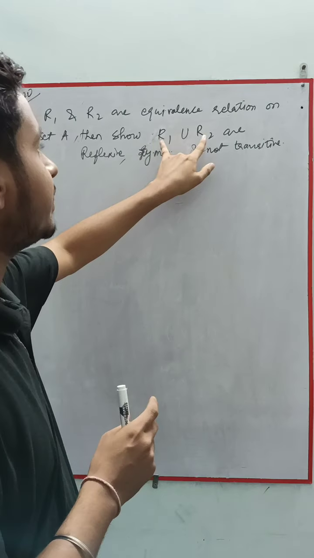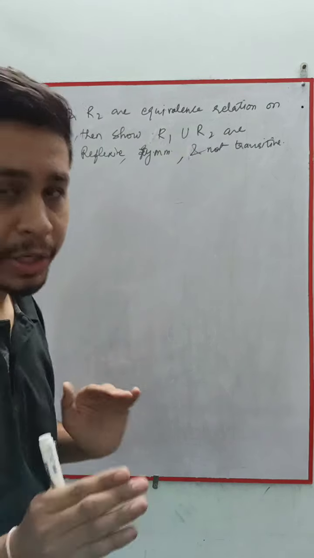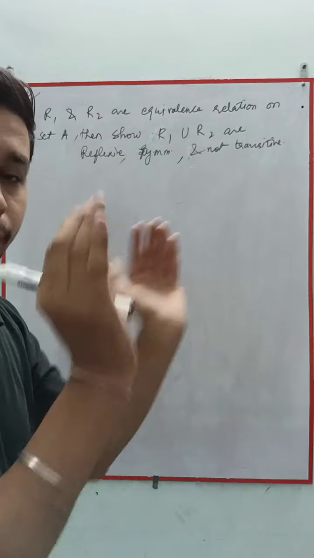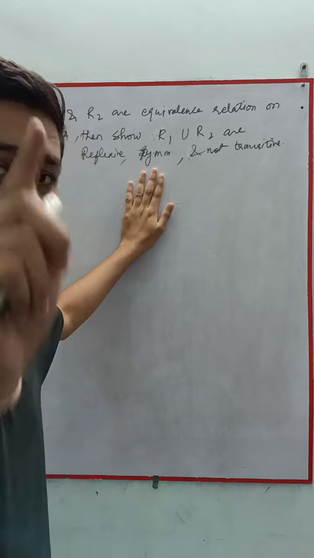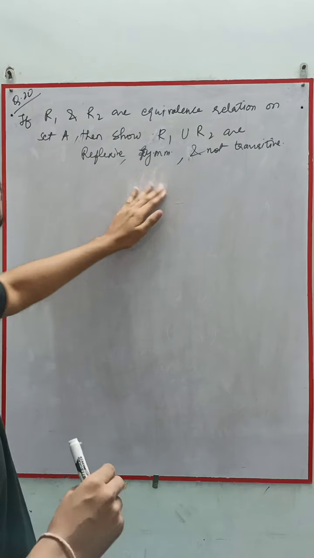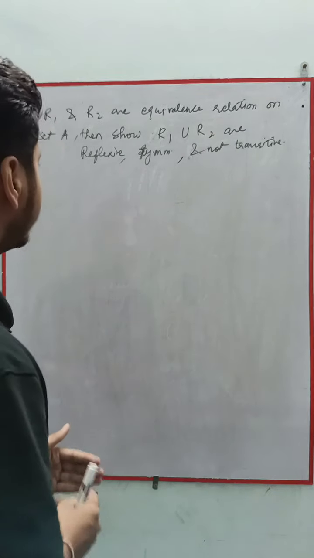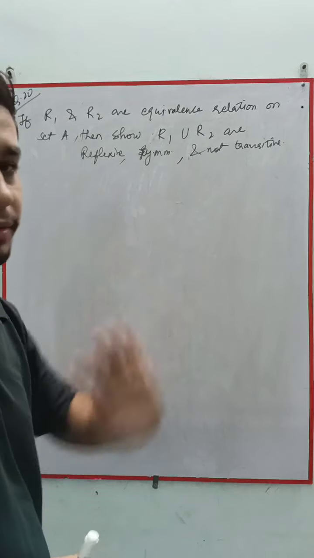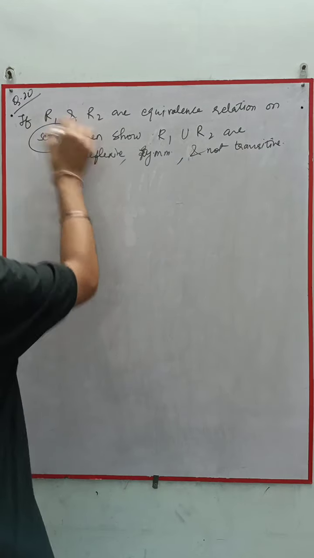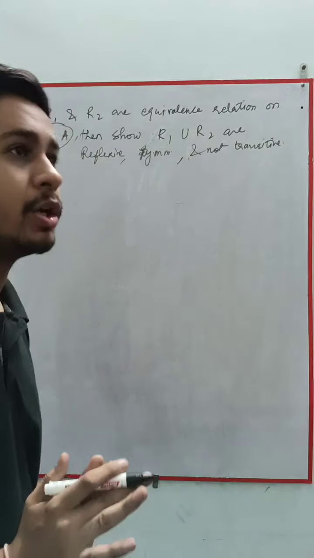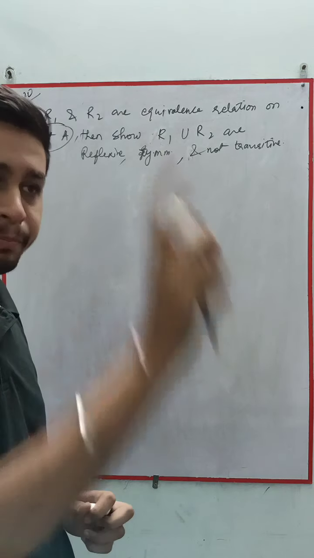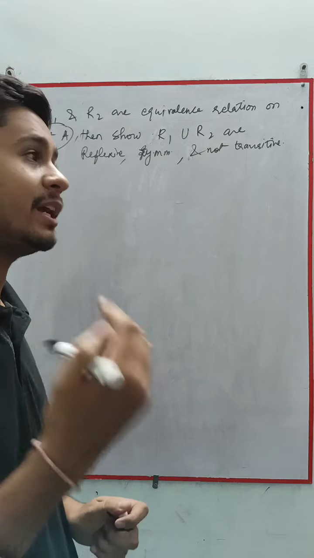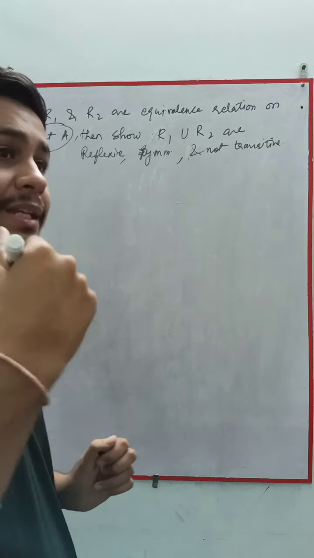So if we do R1 union R2, then whatever answer we will get, it follows reflexive, symmetric, but not transitive. Okay, so let's understand slowly so that we can clear this question. Now this is set A, we are not given anything. So if such type of questions are there, it is better to take one example and prove it. That will help you, and that will be more clear to the examiner.